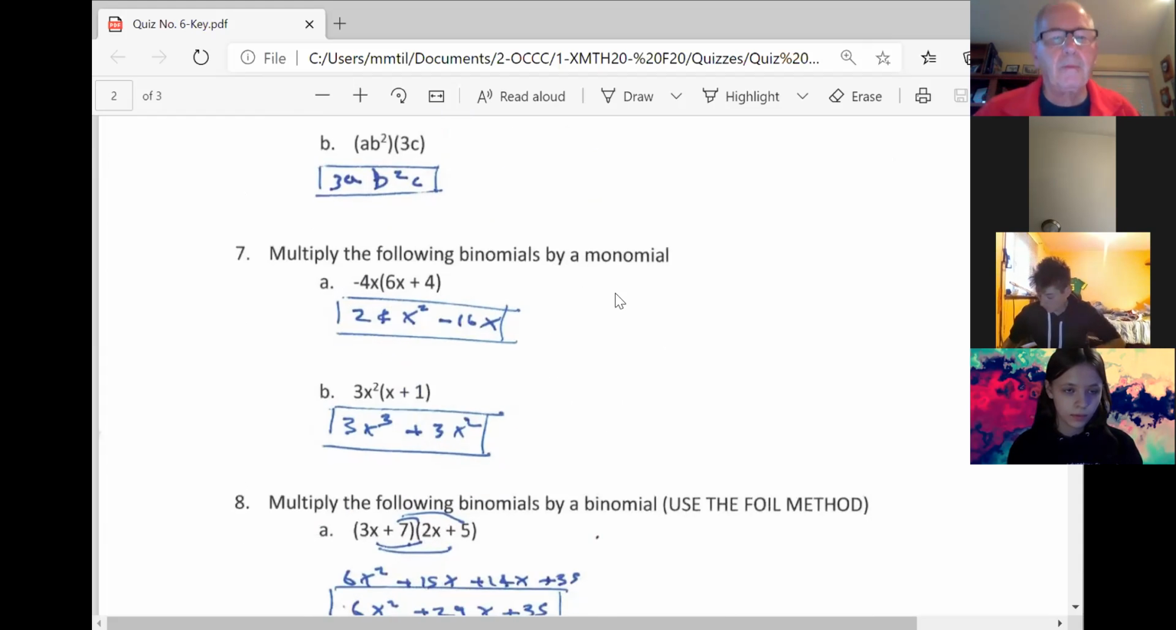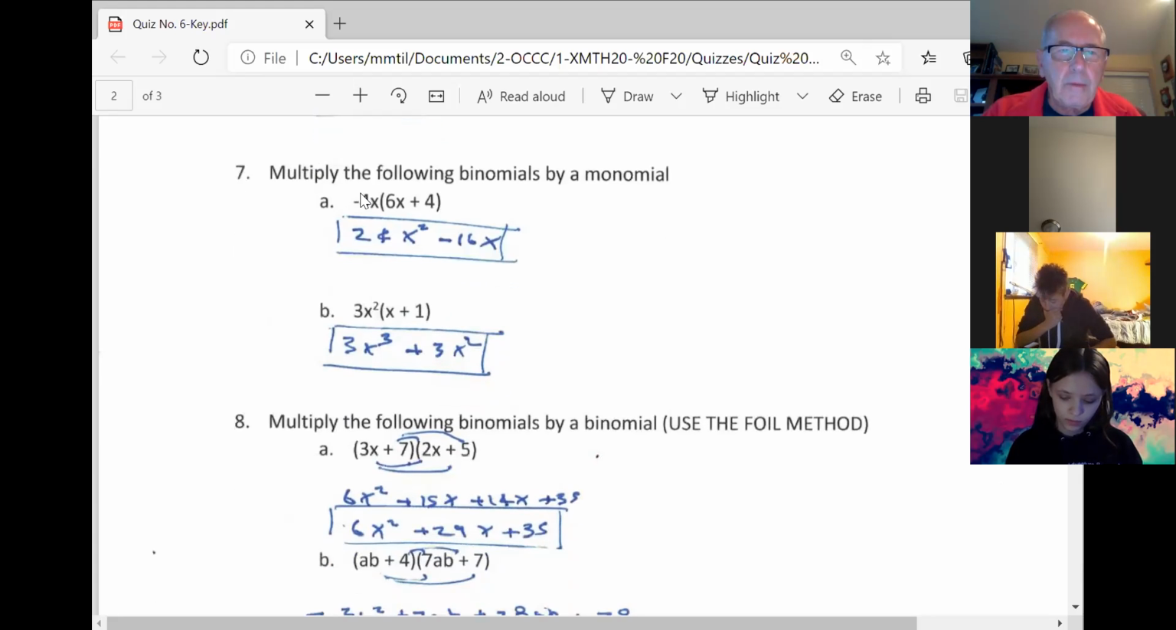Here you're multiplying a monomial times a binomial. In other words, one term times two terms. And you just want to make sure you multiply all of them. I mean, don't miss anything. And same thing with this one.